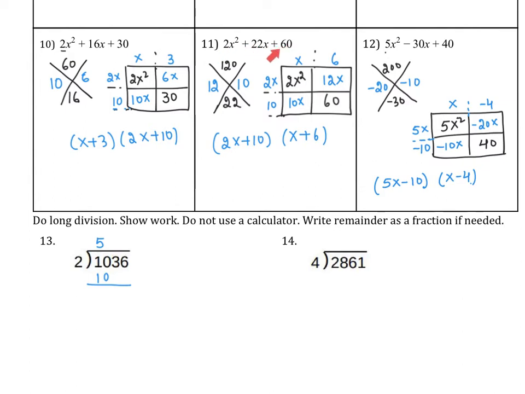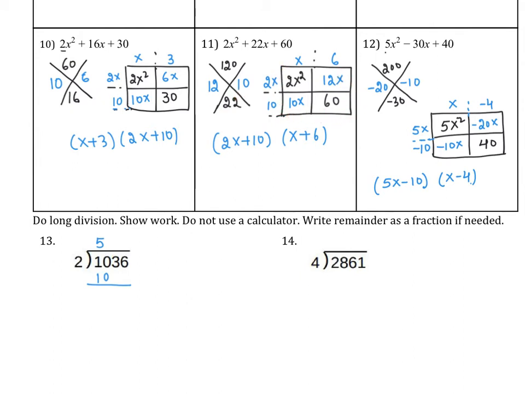So 2 times 60 would be 120, goes on the top. And on the bottom, you get the center number, 22. Two numbers you're looking for, when you multiply, you get 120. When you add them, you should get 22. Those are 12 and 10.